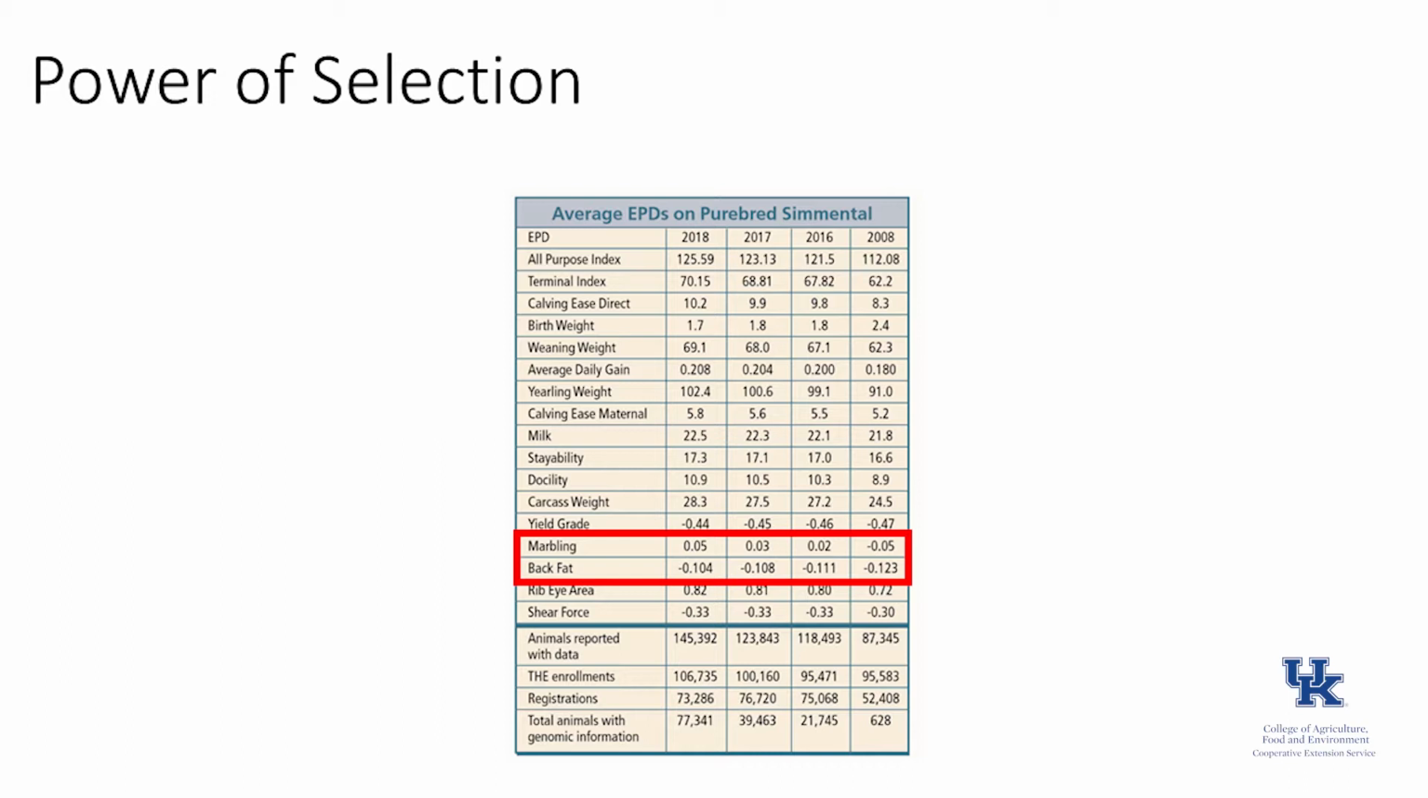Okay, so marbling. This is in 2008. The average EPD for marbling was negative 0.05. In 2018, it is 0.05. Okay, that is 1/10 of a point better. Back fat in 2008 was negative 1.23. Back fat in 2018 is a negative 1.0. So we actually have cattle now that have more marbling, more taste fat, and less waste fat. Right. And that's over the course of 10 years.